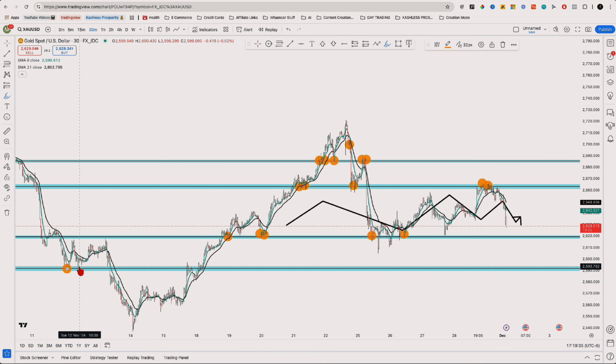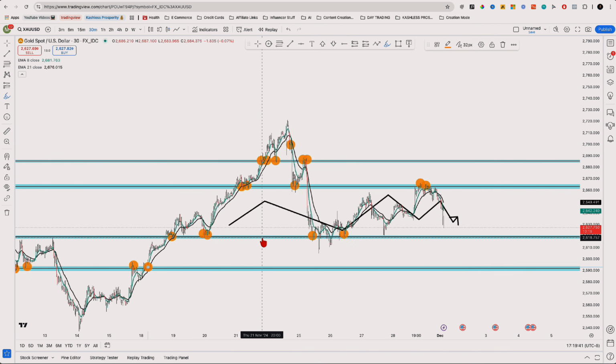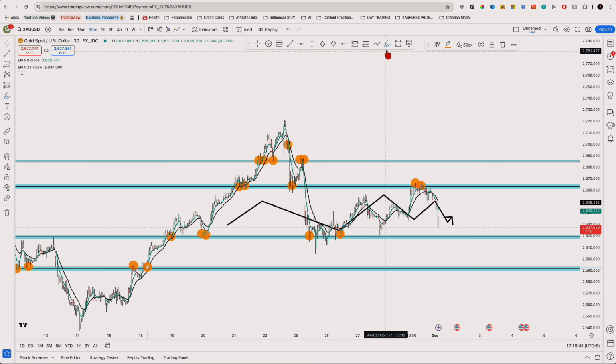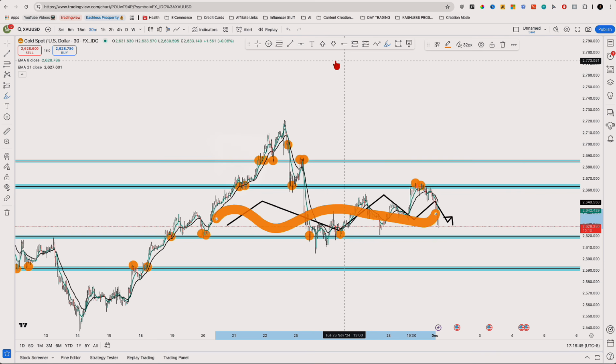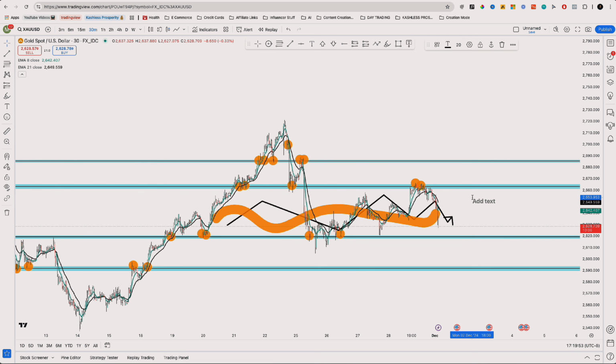You can see 1, 2, 3, 4. Okay, so clearly we see price hanging out in this area, right? All this area. This is essentially the no trade zone. So let's go ahead and make a note of that right quick. So no trade zone.